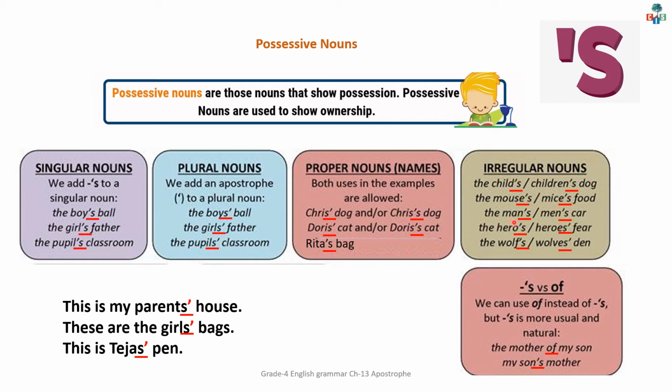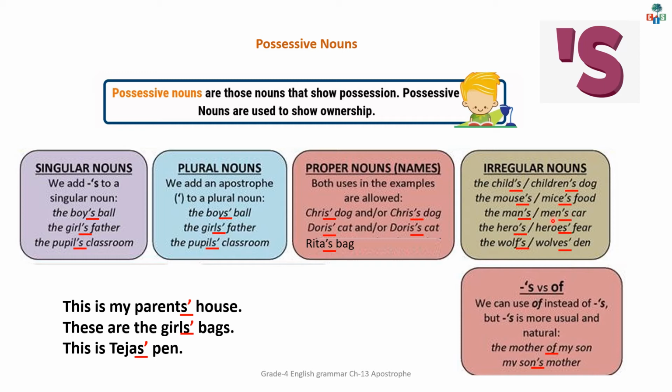The man's car. Man means we are talking about one man. The car belongs to one man. So at that time you will insert an apostrophe mark followed by an S after the noun man, the man's car. And if we are talking about more than one man, so it will be the men's car.